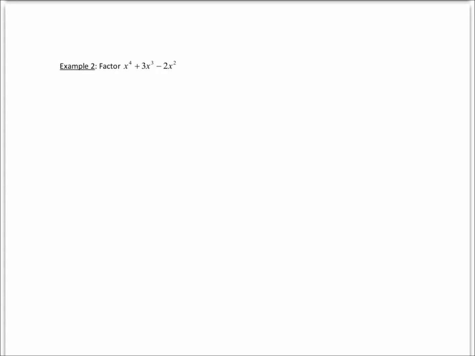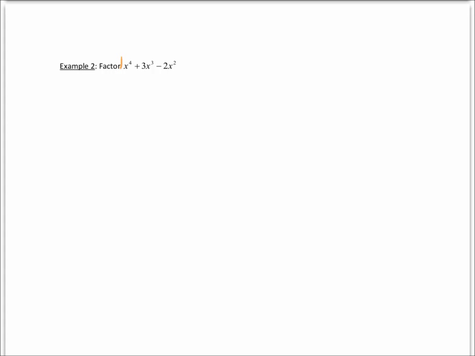Here in example 2, you'll notice that the numbers are 1, 3, and negative 2. And there is no number that goes into 1, 3, and negative 2. In this example, we're going to look at the variables. It's possible for the GCF, the greatest common factor, to be a number. It's also possible for the GCF to be a variable as well.